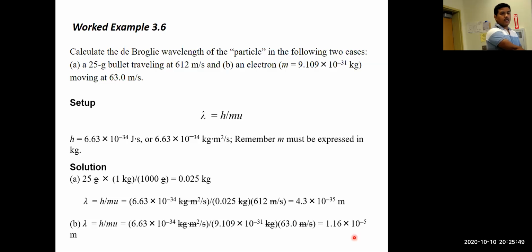So it happened to be that it is only 1.16 times 10 to the power of negative 5 meters. This number is much more logical for us to measure. 10 to the power of negative 5 is something that we could definitely observe or measure, other than 10 to the power of negative 35.